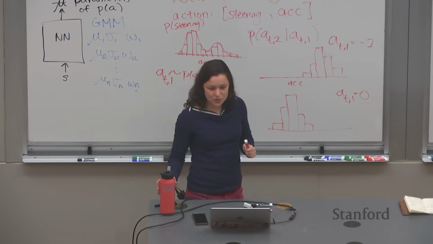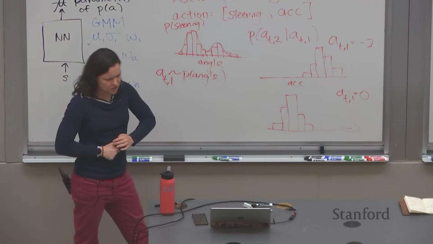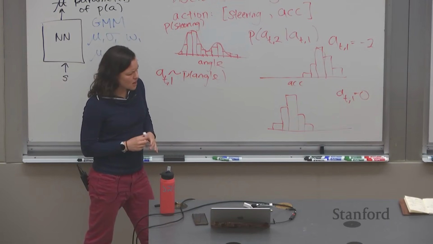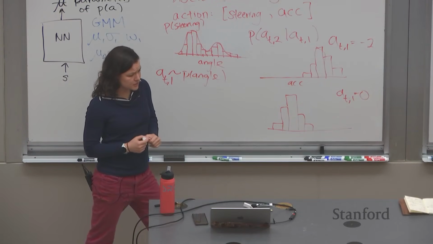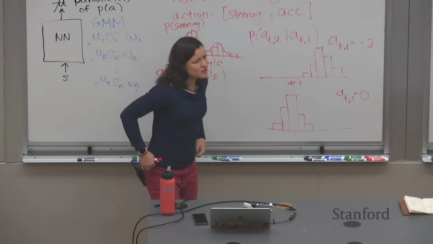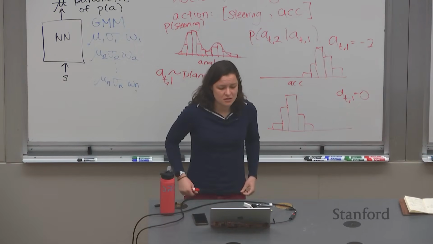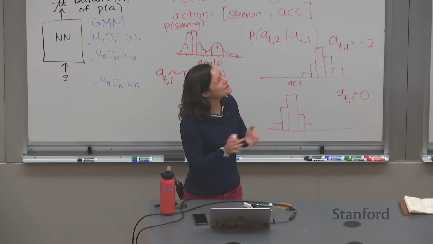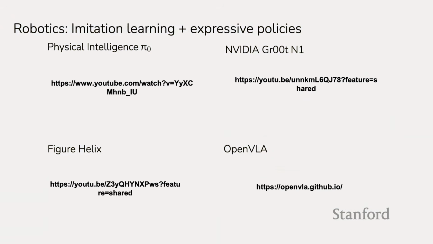Is there any scenario where you'd want to use a mixture of other models instead of a Gaussian? Oftentimes other models might already be quite expressive. So not to my knowledge, but it's not completely inconceivable. Yeah. Okay.